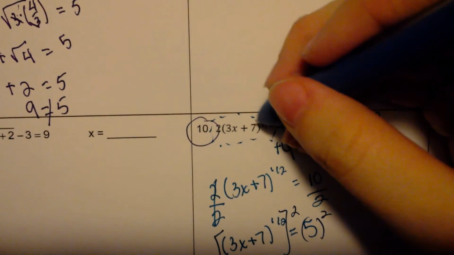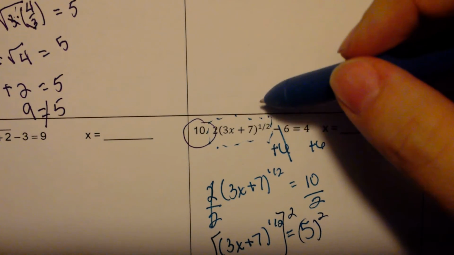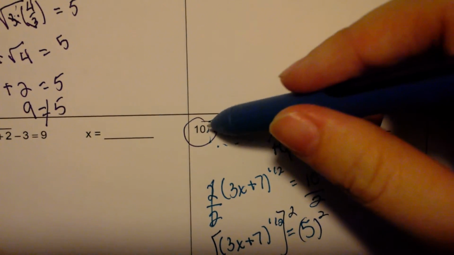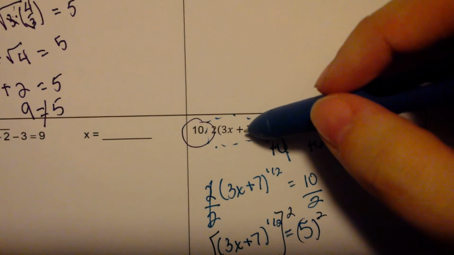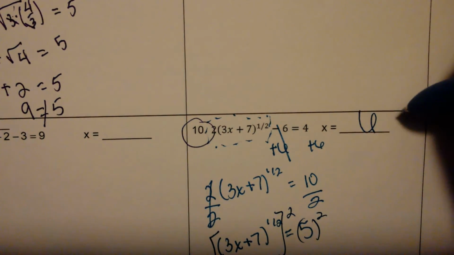So when I put 6 back in there, that's going to be 18. 18 plus 7 is 25. The square root of 25 is 5. So 2 times 5 is 10. 10 minus 6 is 4. So 6 does work out.